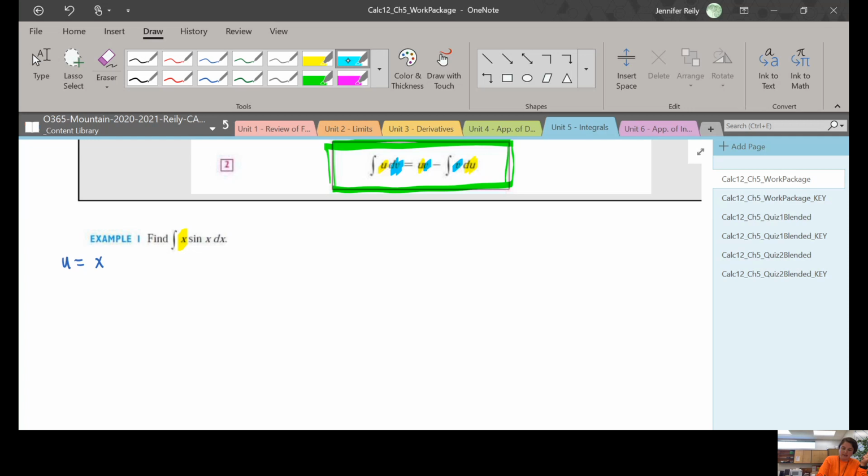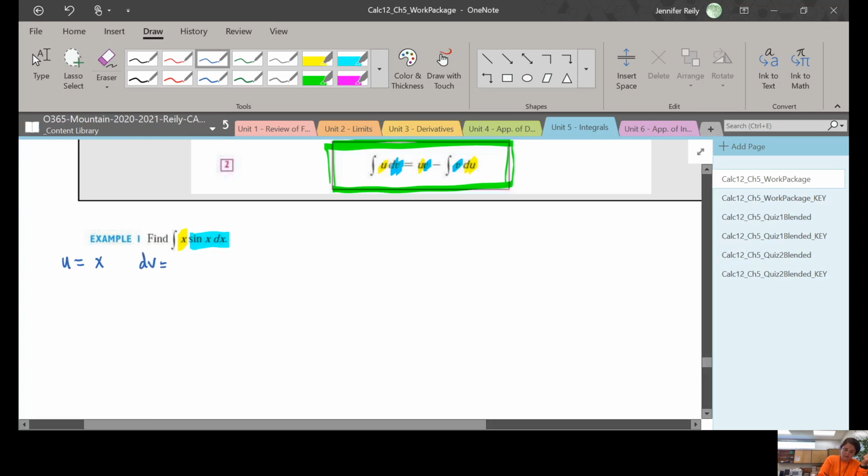And then dv is going to be this part here, sine x dx. Okay. If you rearrange that, you can put the dx here. Oops, I wrote dx. You can divide both sides by dx. You'll have dv by dx equals sine x. So that's your blue part, and that's your yellow part. Okay, so we've split it into two parts.